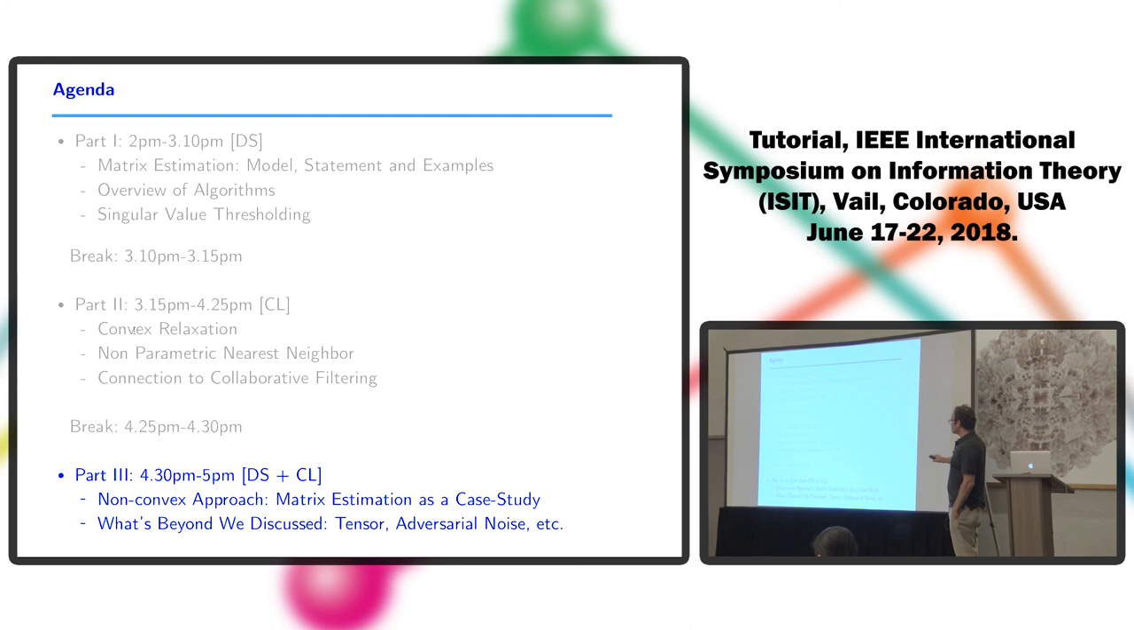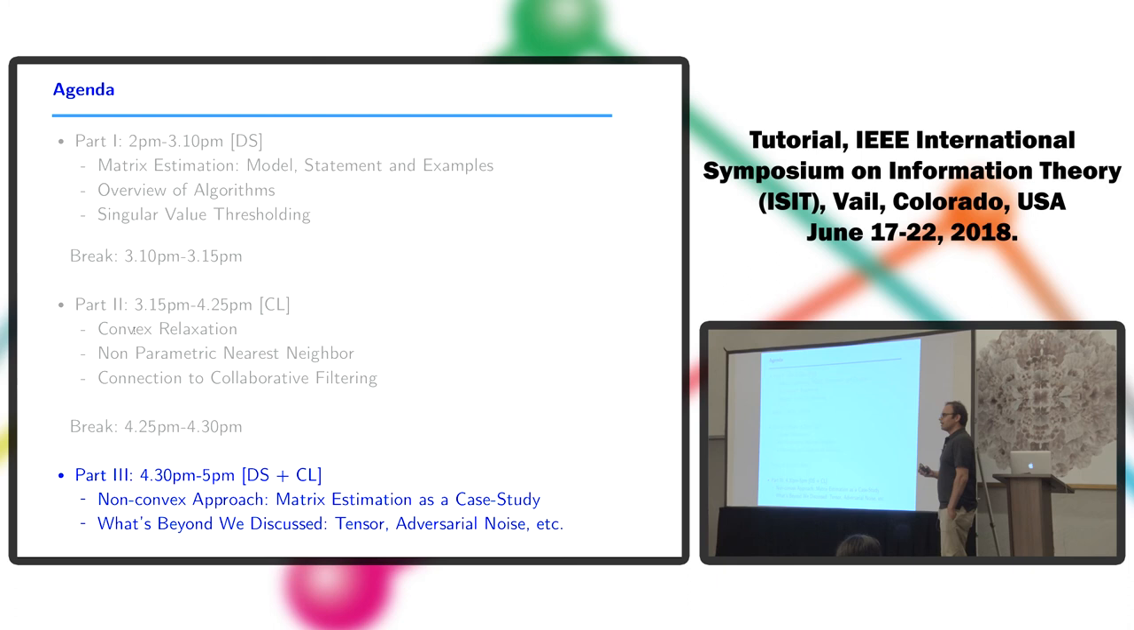And there are lots of exciting things going on here, and that's the reason we are covering it as the last piece. Because in a sense, on one hand, we would like to think of matrix estimation as a case study for non-convex. On the other hand, it was one of the earliest approaches that was there. And then I will quickly transition into what's beyond, in terms of going from matrix to tensors.